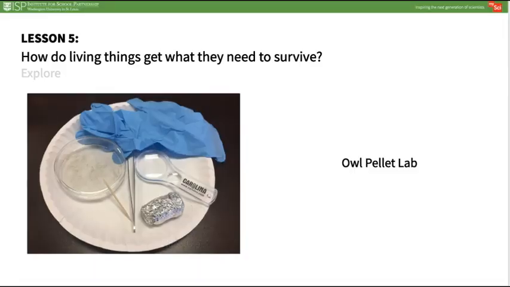For this lab, separate students into pairs or groups and give each group the following materials: nitrile gloves, a paper plate to place the owl pellet on, half of a petri dish for holding cleaned bones, tweezers to pull apart the pellet, a few toothpicks to help carefully pick out bones, a magnifying glass to see the bones better, and an owl pellet. Explain to them that they will have to go very slow and be careful to avoid breaking bones.